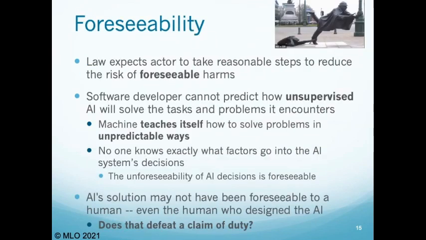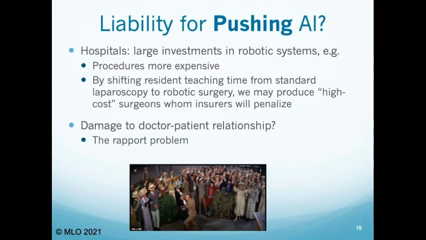In the law of tort, certainly, foreseeability is crucial. The law expects actors to take steps to reduce the risk of foreseeable harms. Remember my distinction early on between supervised and unsupervised machine learning. Is unsupervised machine learning, by definition, invulnerable to liability because its results, its conclusions, are unforeseeable? After all, nobody knows, including the experts, what happens inside the black box. Is that a defense? We'll have to see.